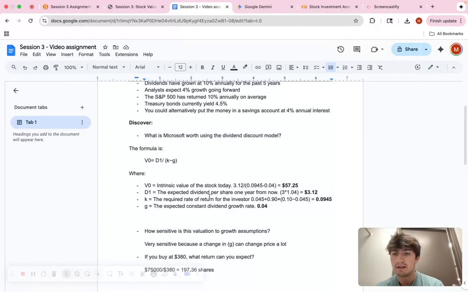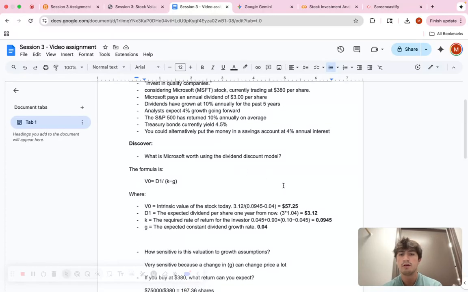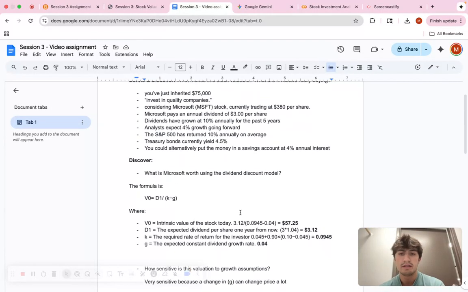So first we need to define what those even are. So D1 is the expected dividend per share 1 year from now. So it'd just be the 3 times it'd be 1 plus the 4% growth rate that they're predicting. The K is the required rate of return, which is just how much the investor wants to have for it to be profitable.